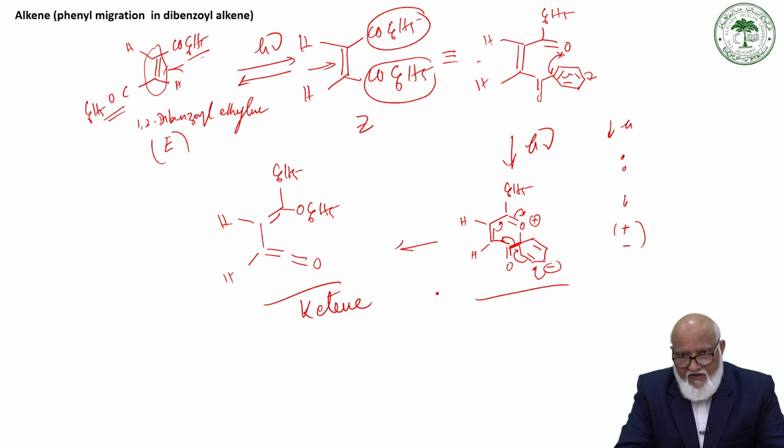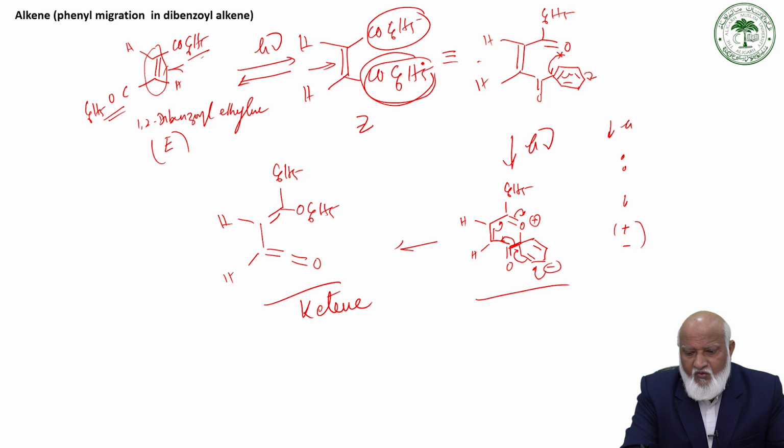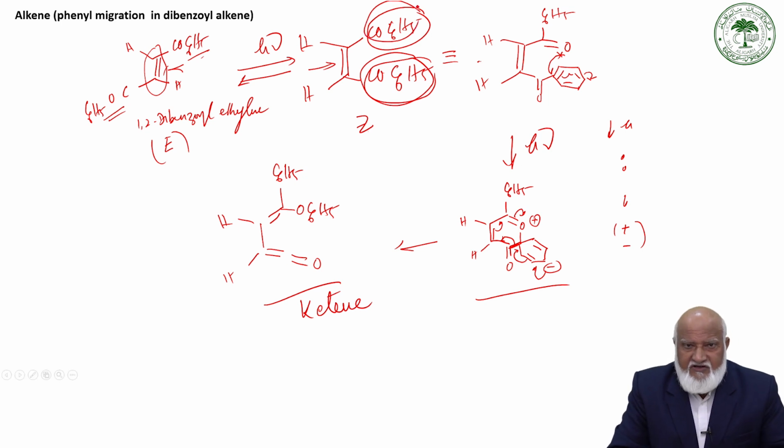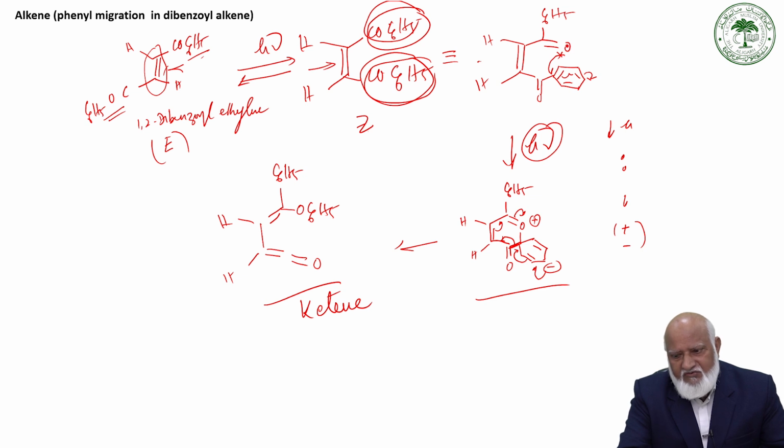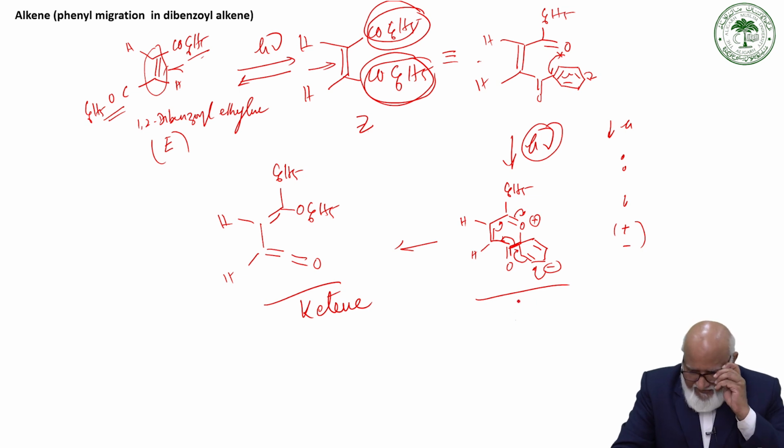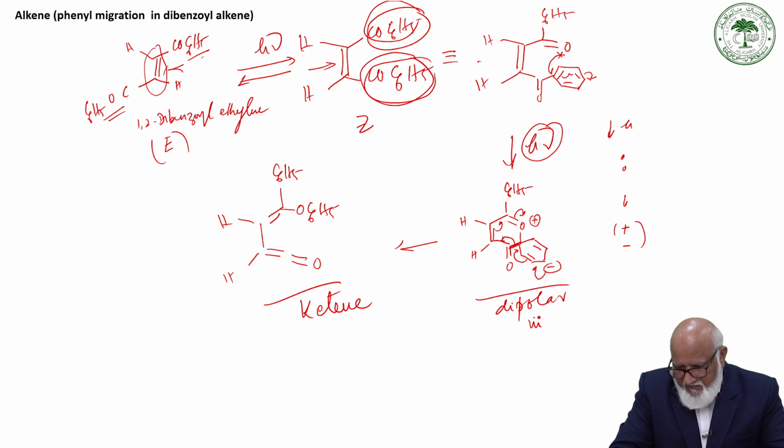The ketene intermediate is formed by a very interesting rearrangement when we have two benzoyl groups in the cis orientation. So when two benzoyl groups are in the cis orientation, on prolonged irradiation, under the influence of light, one of the carbonyls goes to an excited state and attacks the phenyl group of the other benzoyl group. It gets this intermediate, a dipolar intermediate, which opens up through the cleavage of this bond to give this ketene.